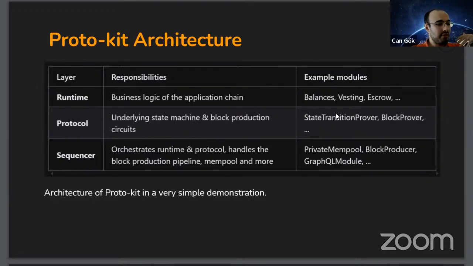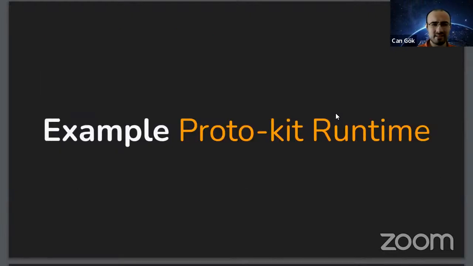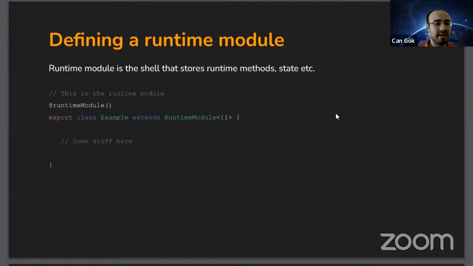And of course, there is the Protokit architecture, and we talked about it: runtime, protocol, and sequencer. You can see that the protocol is the underlying state machine and block production circuits, and the sequencer orchestrates the runtime and protocol, and handles the block production pipeline, mempool, and things like that. We will not go into detail on the protocol and sequencer because most of the time you will be working in the runtime. So let's start with the Protokit examples on the runtime. It is very easy. Let's understand what it is and what we can do within the runtime.